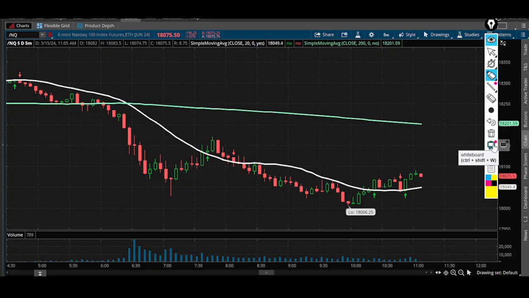Now, if you're looking for that true one-to-one, well, if you're going to risk 20 points, like on this particular trade here, you need to get at least 20 points.